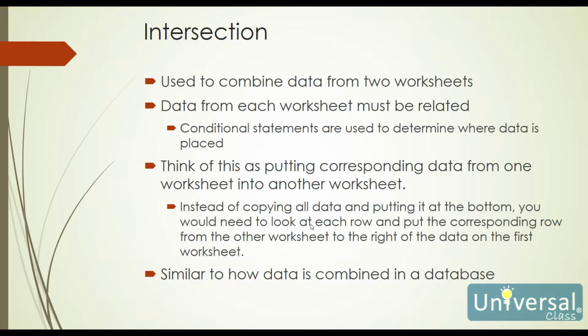This would be similar to what we would do in a database. In a database, what we would do is we would specify that we're trying to take stuff out of one table and stuff out of another table and put them together through what's called a join. And we just simply use some sort of relational conditional statement to be able to put that data together. We can do the exact same thing in Excel with an intersection between two worksheets. Now, for this to work, the data in one worksheet has to have a column that is related to a column that exists in the other worksheet.